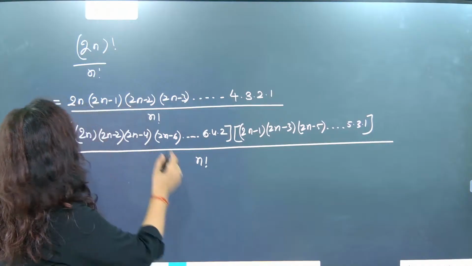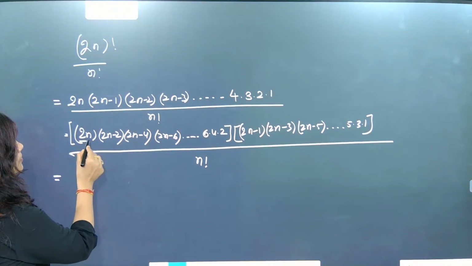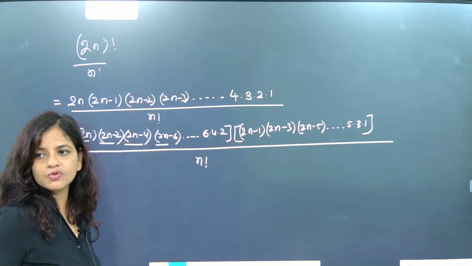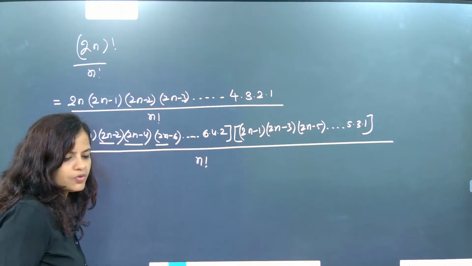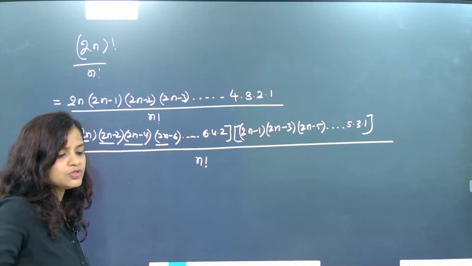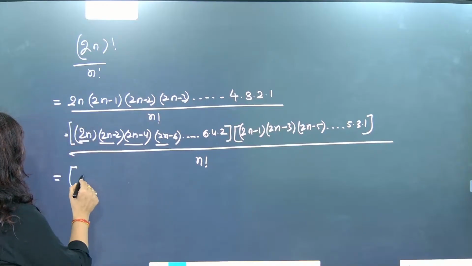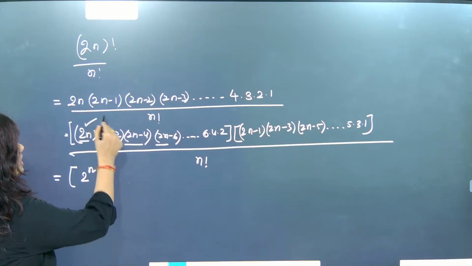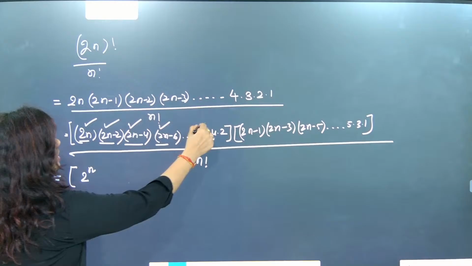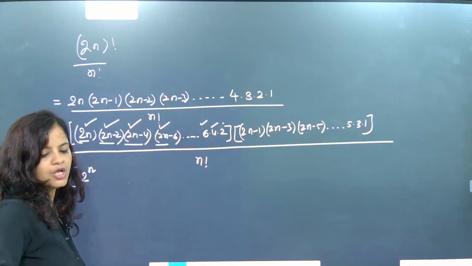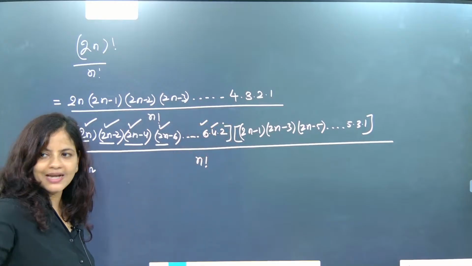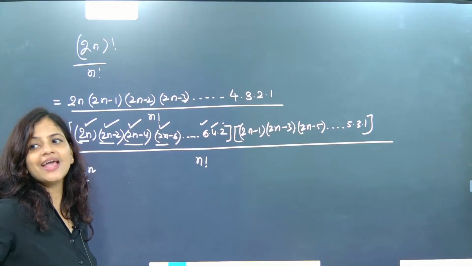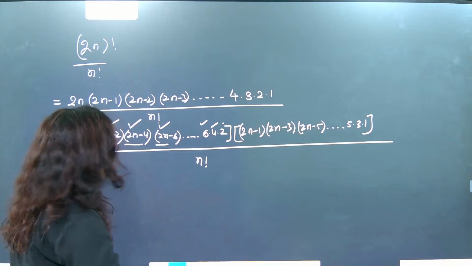Now when you solve this question, 2 will come out from here, 2 from here, 2 from here. That means how many times will 2 come out? n times. So it will become 2 to the power n, because from all the terms we have taken out 2, and 2 multiplies n times. After that, what will remain?